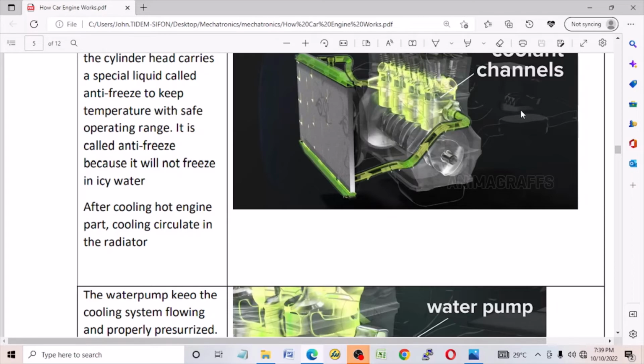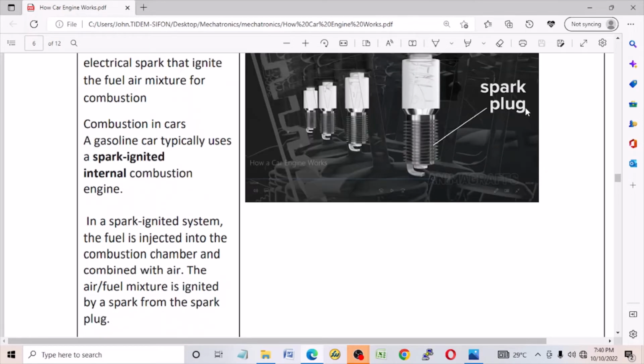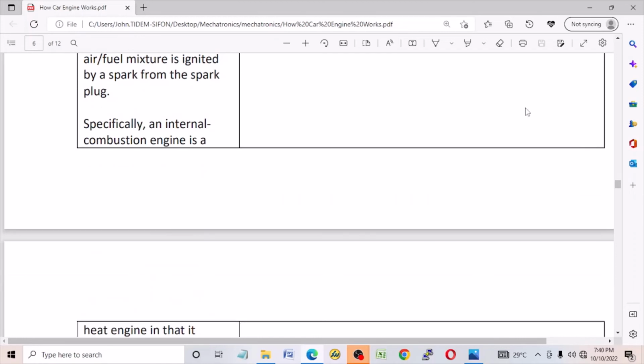We have the electrical section. The spark plug delivers the electrical spark that ignites the fuel-air mixture for combustion. A gasoline car typically uses a spark-ignited internal combustion engine. In a spark-ignited system, the fuel is injected into the combustion chamber and combined with air. The air and fuel mixture is ignited by a spark from the spark plug.